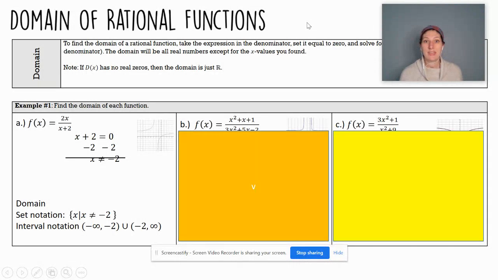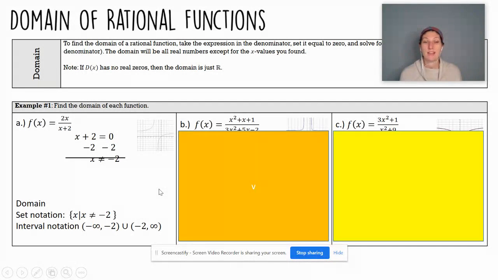I can write my domain using set notation or interval notation. So for set notation, I would say all values of x such that x cannot equal negative 2. And if you think about the number line, you'd have an open circle at negative 2. And when you read it left to right, you'd have negative infinity to negative 2, and then from negative 2 to infinity.